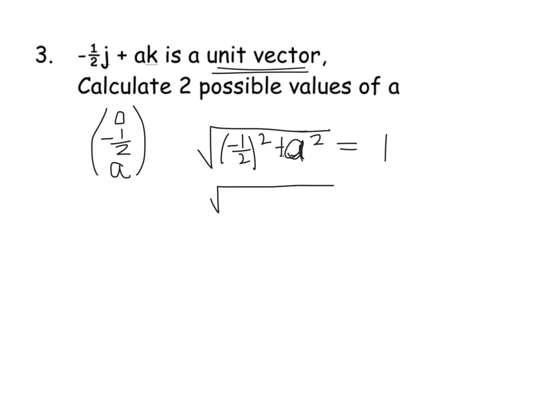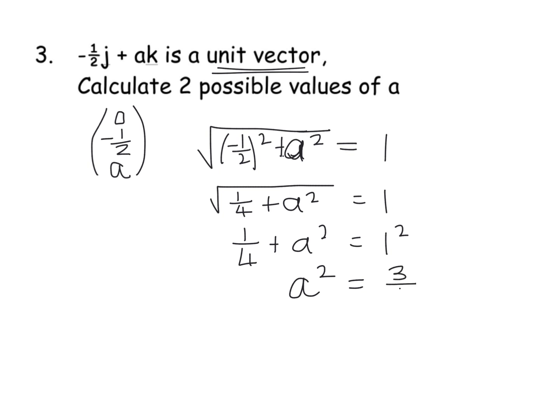So if you take a half, minus a half, and square it, a half of a half is a quarter. So we have 1/4 plus a squared equals 1. Let's get rid of that square root. So we're going to square the other side, which gives us 1 squared. We're going to take away the quarter. 1 squared is just 1, so we're going to have 1 minus a quarter, so 3/4. And the opposite of squaring is square rooting.